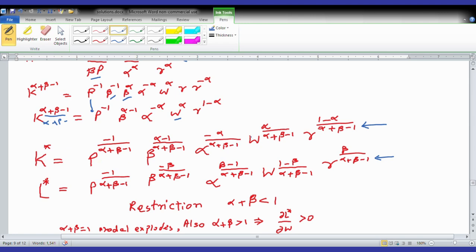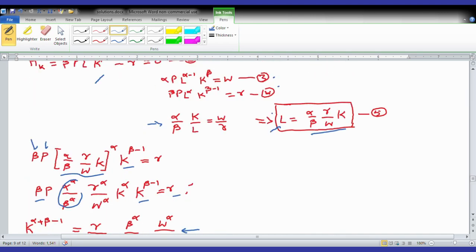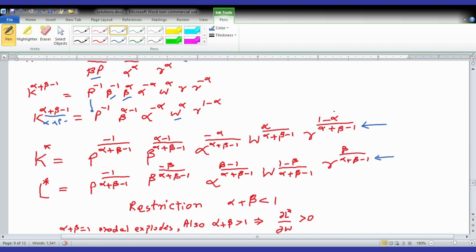Once you have obtained this k star, you can go back to this equation and you can plug k star here, and then you can solve for the factor demand for labor as well. And this is something that we are able to get here. So factor demand function for capital, factor demand function for labor. I will suggest that you should keep this presentation in front of you and try to solve it by yourself.